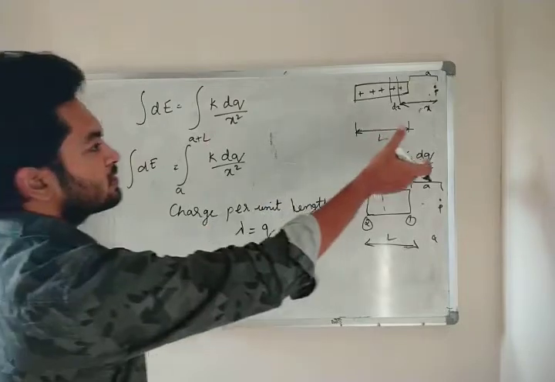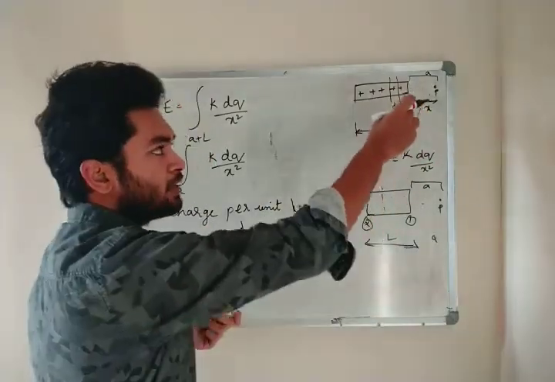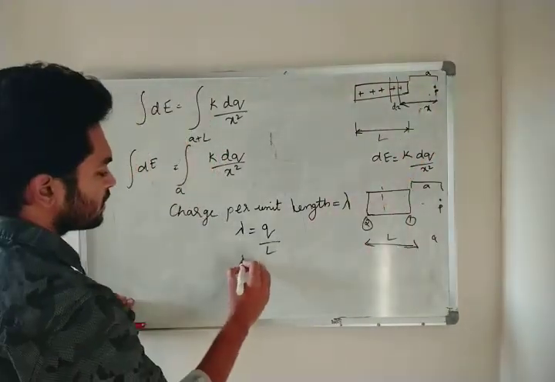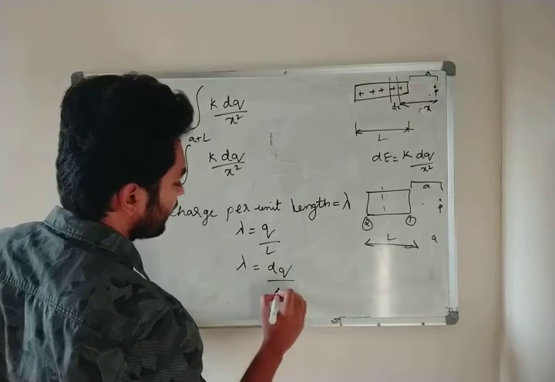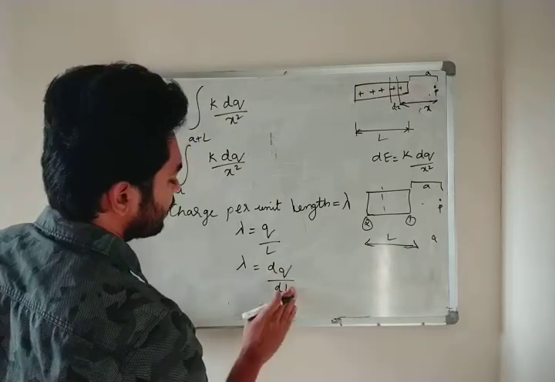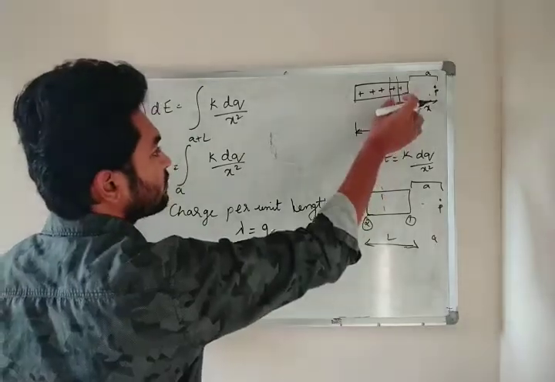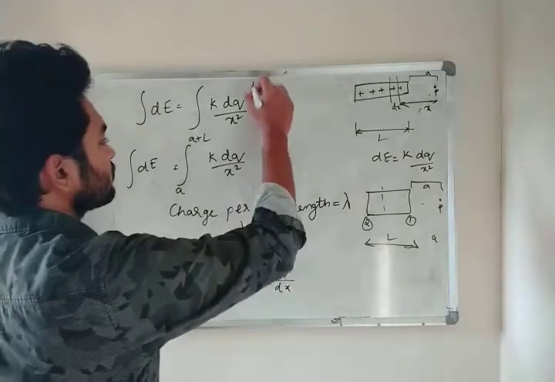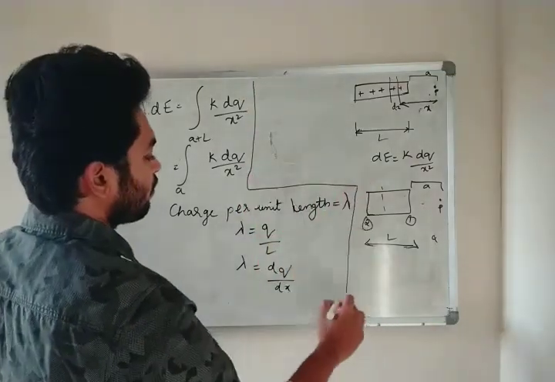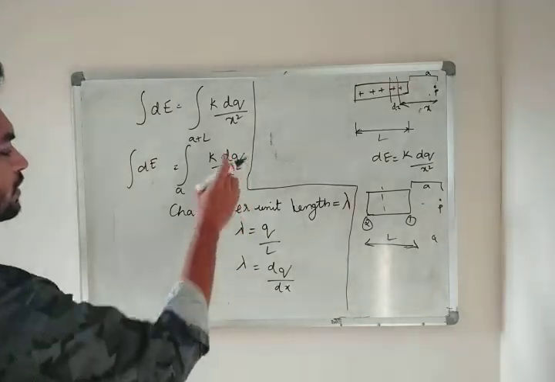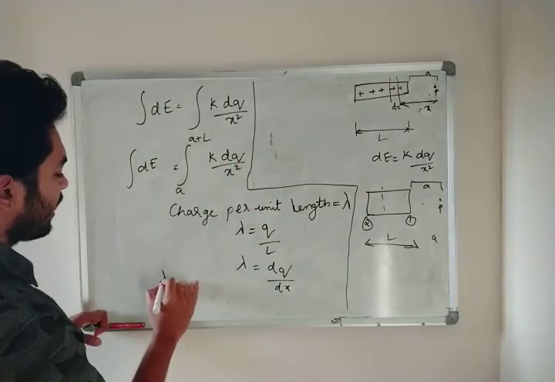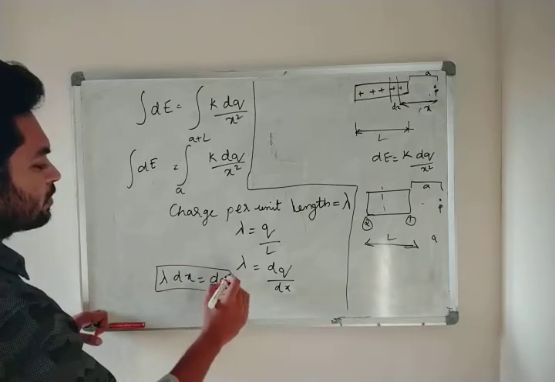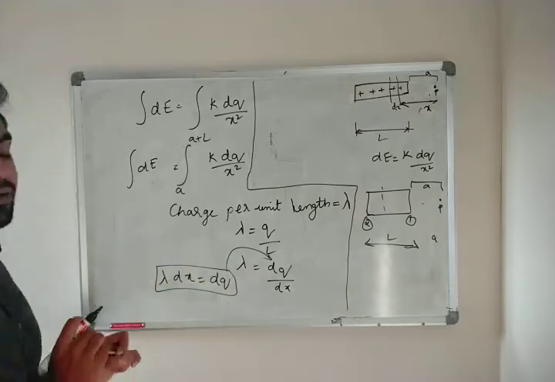Here we have considered a small element of length dx, with small charge dq. So here also I change it to lambda is equal to dq by dx. Our length of this element is dx, so I am writing it as dx. Finally, what can I write? Lambda dx is equal to dq. In place of dq, I am writing lambda into dx.